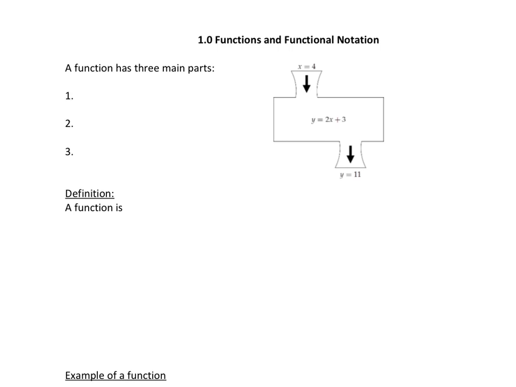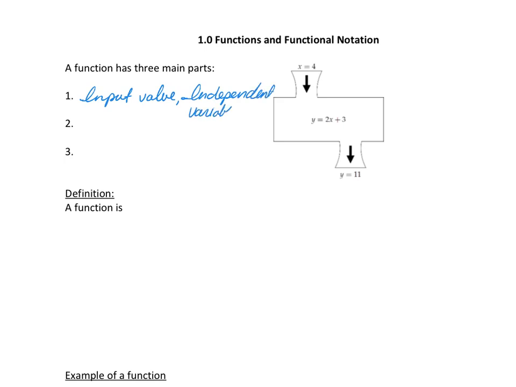So a function is basically a formula or an equation that has a very specific characteristic, and we'll define that in the definition for a function. But hopefully you'll notice that every single equation or formula has three main parts. Therefore, a function also has three main parts, and those parts are an input value. So every function has an input value, which is sometimes called the independent variable.